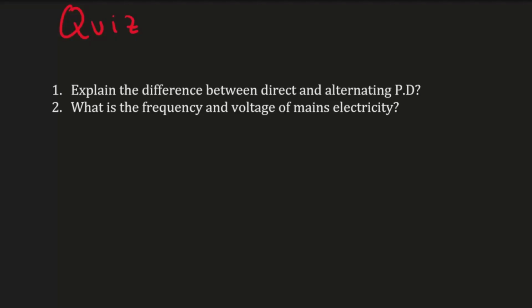I lied, there is actually a quiz, so feel free to pause the video and have a go at some of the questions. Explain the difference between direct and alternating potential difference, and so hopefully everyone got this one correct. Alternating potential difference changes polarity, direct potential difference stays in the same polarity.